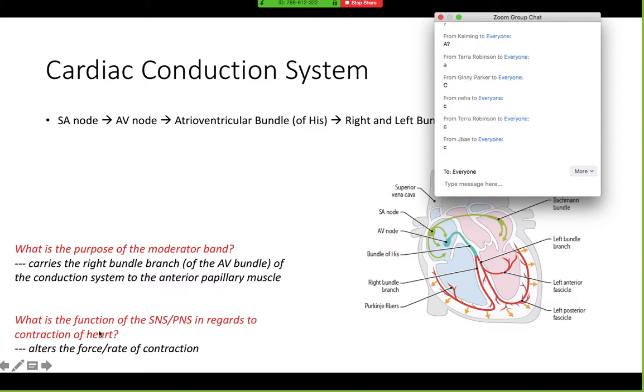It should say, what is the function of the sympathetic and parasympathetic nervous system in regards to contraction of the heart? The heart has its own intrinsic firing rate, it sets its own pace, but the sympathetic and parasympathetic nervous system is going to alter the force and the rate of the contraction. So basically, it's going to speed it up or slow it down.